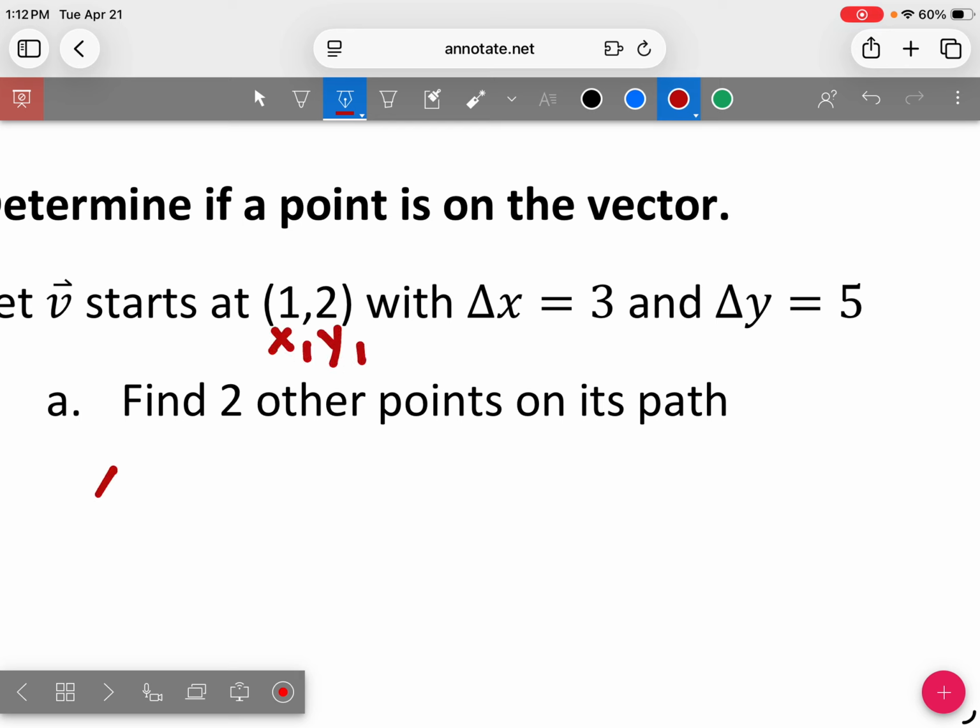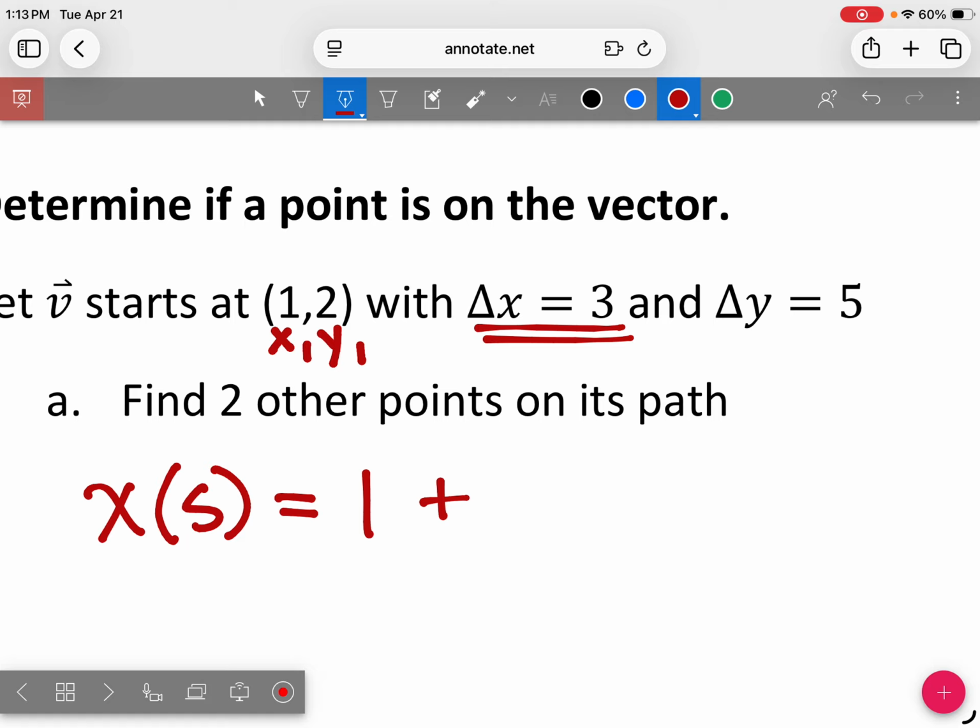Okay, so x of s, all right, that's going to equal x1. x1 is 1 plus, what is my delta x? Delta x is 3. Now, I don't really like to use the letter S because it looks like a 5, so try to make sure you don't confuse your S's with 5s. So that would be my first equation.